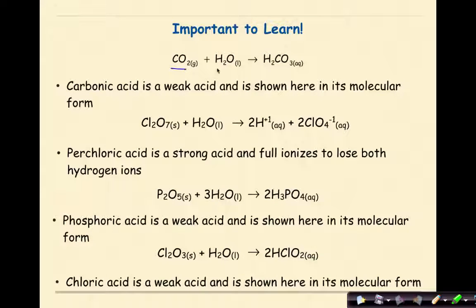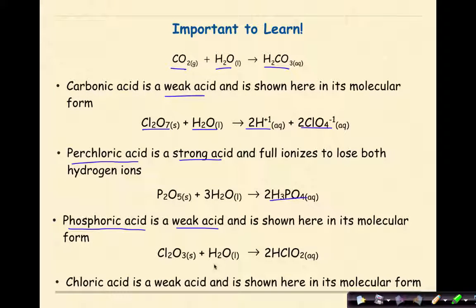Carbon dioxide reacting with water will form carbonic acid. Carbonic acid is a weak acid and is shown here in its molecular form. Dichlorine heptoxide and water will form hydrogen ions and perchlorate ions. Perchloric acid is a strong acid and fully ionizes. Diphosphorus pentoxide plus water will give you phosphoric acid. Phosphoric acid is a weak acid and is shown here in its molecular form.